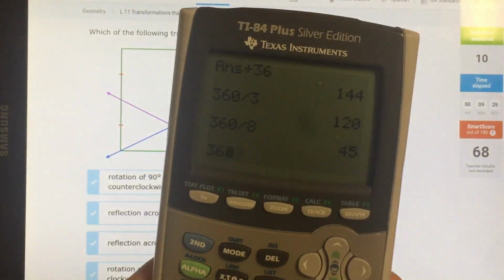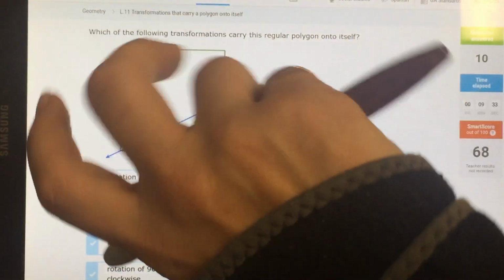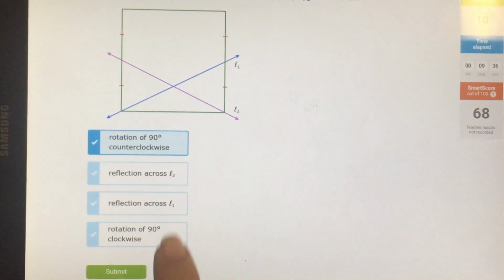So if you do 360 divided by 4, you'll get a rotational symmetry of 90 degrees, meaning every time you turn it, 90 degrees is going to look the same. So whether you're going left or you're going right, it doesn't matter.